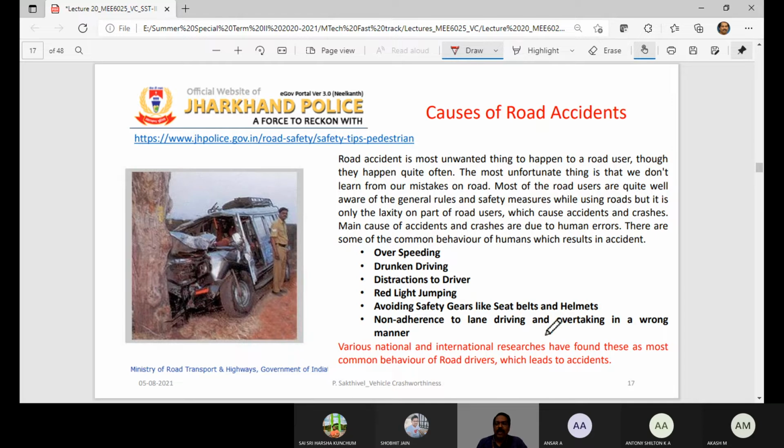So that is all for this aspect. Various national and international researchers have found these as the most common behavior of road drivers, which leads to accidents. So whatever we have listed is not only in our country; in any country, any accidents you see, these are some of the unwanted behaviors that need to be corrected, observed in humans.